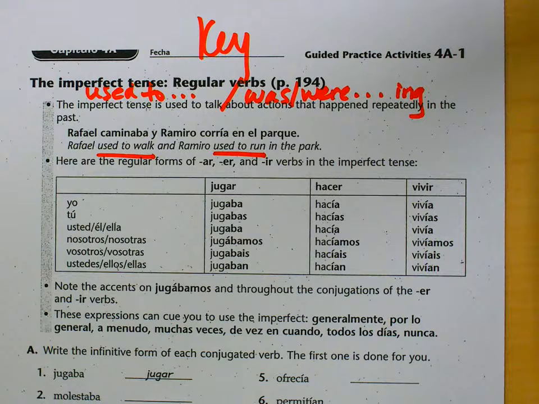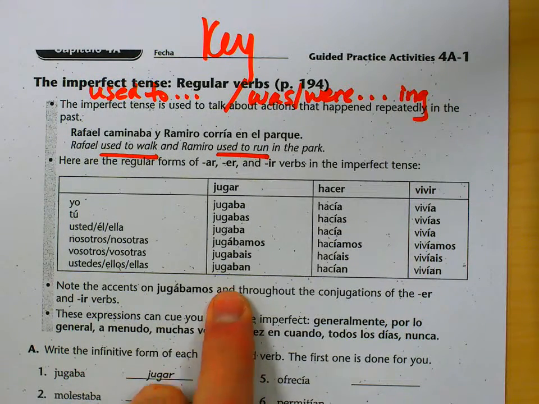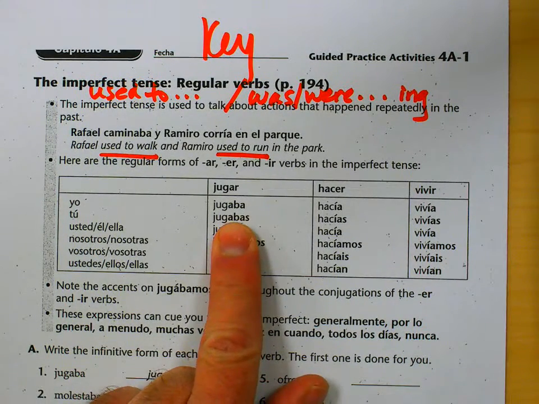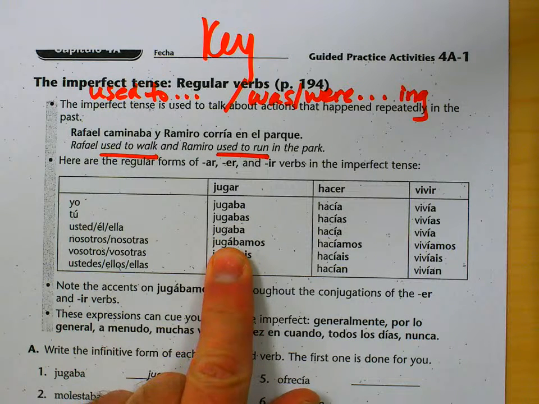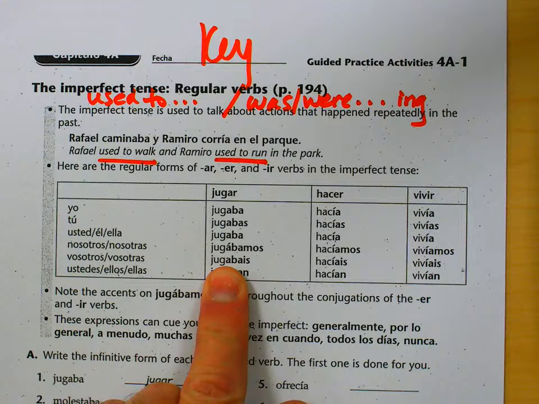So it goes through and it gives you the regular forms of AR, ER, IR verbs. So if you look at the AR verb endings, in the yo form, they are aba. Tú form is abas. Él, ella, usted is aba. Nosotros is ábamos. Vosotros is abais. And ellos, ellas, ustedes is aban. So for example, with jugar, if you take out the AR and you add that aba family, you get jugaba, jugabas, jugaba, jugábamos, jugabais, jugaban.